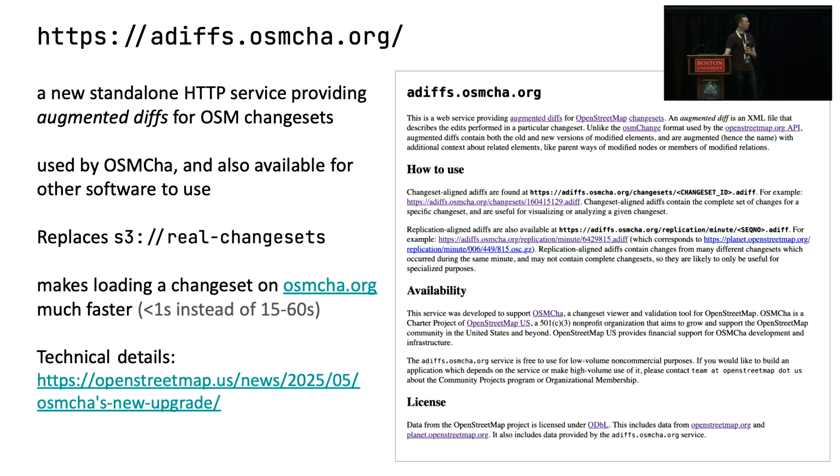There's a blog post on the OpenStreetMap US blog if you want a lot more technical details on how this service is implemented. But the takeaway that I want to share with you here today is that this service is available for you to build other software on top of. You can ask this service for an augmented diff of any change set, and it will return one to you in XML format that's compatible with lots of other software in the OpenStreetMap ecosystem.